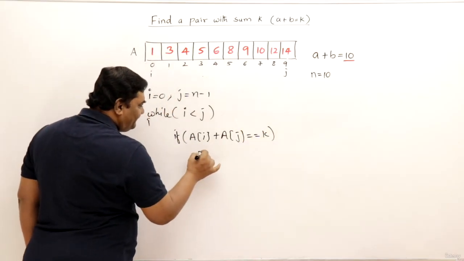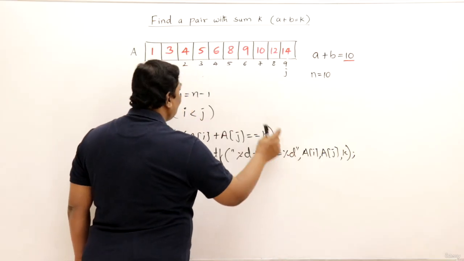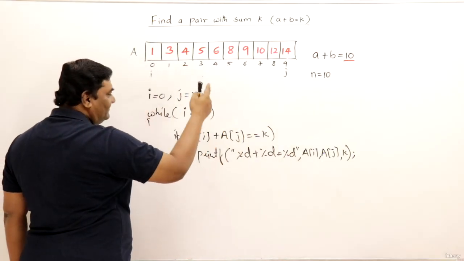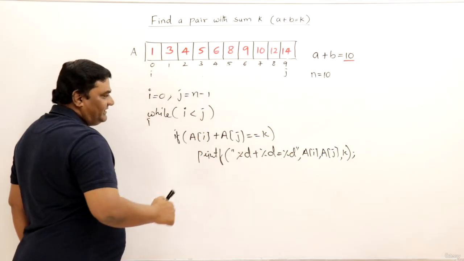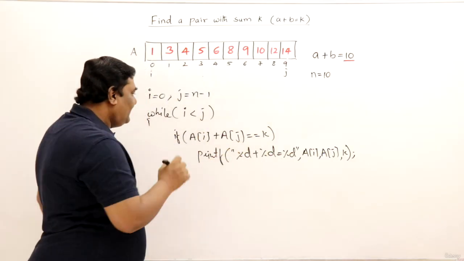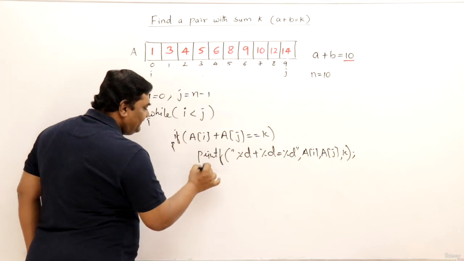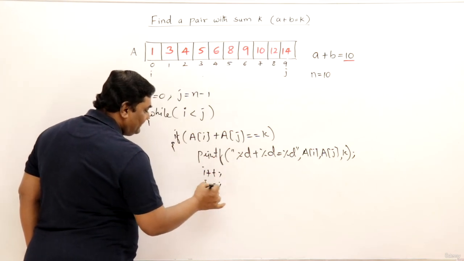If it is equal, then print. I'll print three values, that is the first number, the second number, and the total. Suppose the total is 10, the first number is 1 and the second number is 9. So 1 and 9 will be printed. If it is equal, this is the first case. And when they are equal, I should increment i as well as decrement j, right?